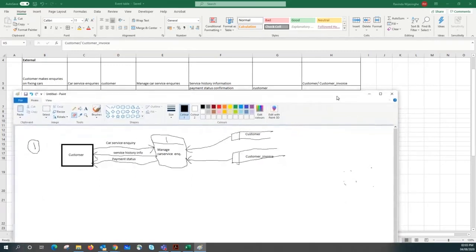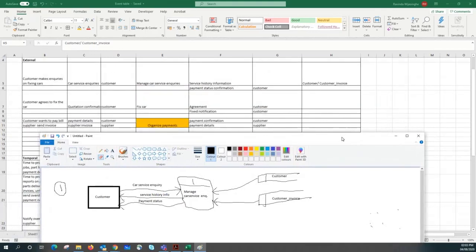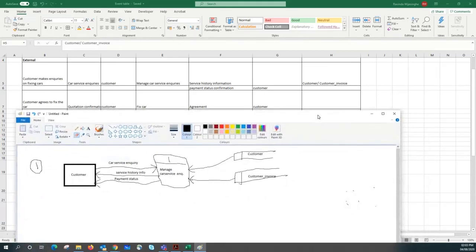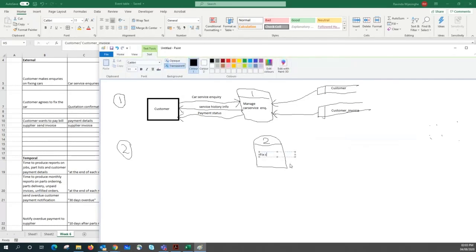All right. So we completed that. Now we can actually come to the second one. Let's take this one, fix car. So let's take the second one. This is my second one. I just draw another fragment. I just put number 2. So this time, fix car.